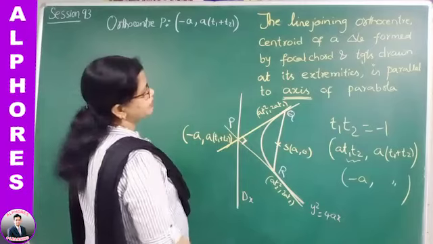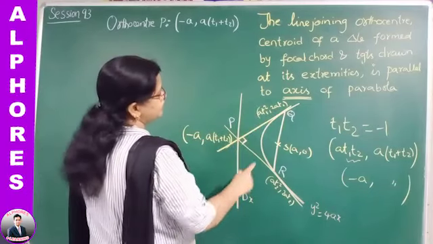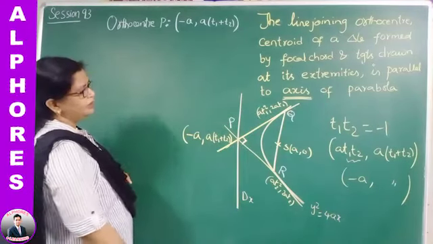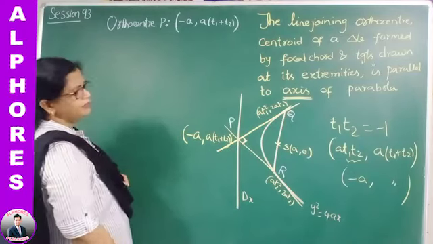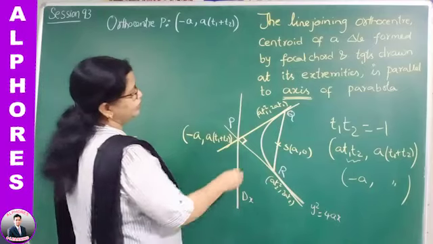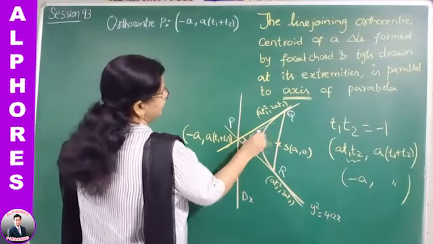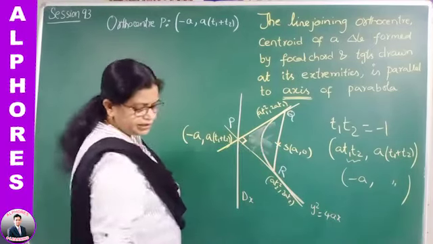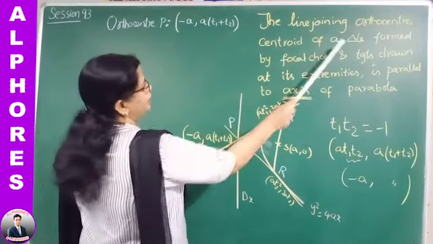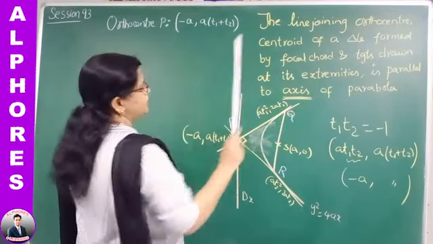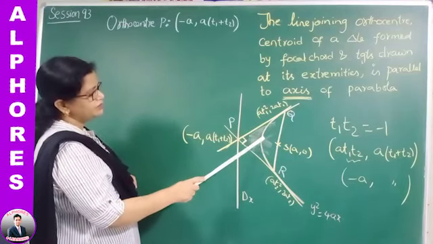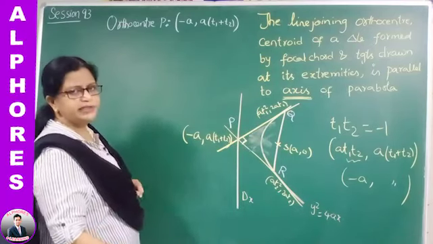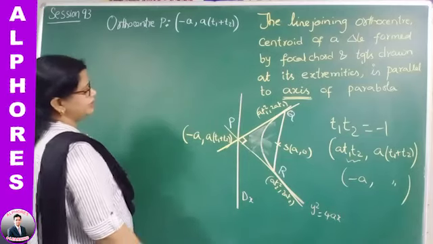And next, they are asking about the centroid of the triangle, the PQR centroid. For the PQR triangle, which is formed by the focal chord and tangents, this is the focal chord and these are the two tangents to it. Now we want to find the centroid. So what about the centroid, students?